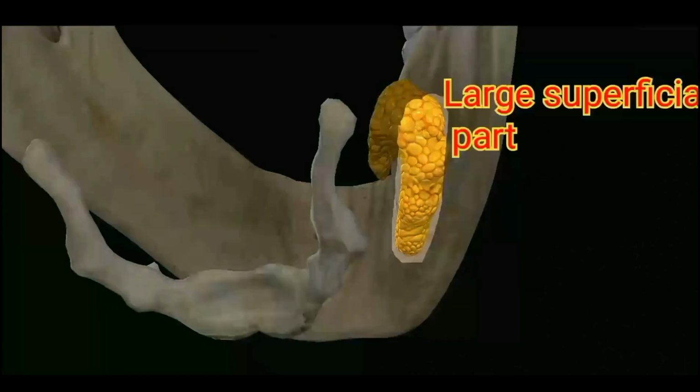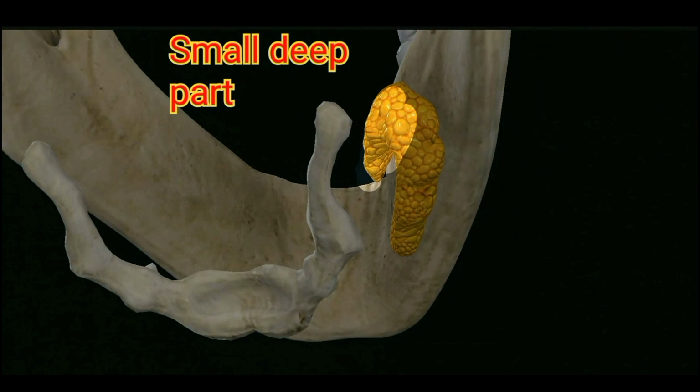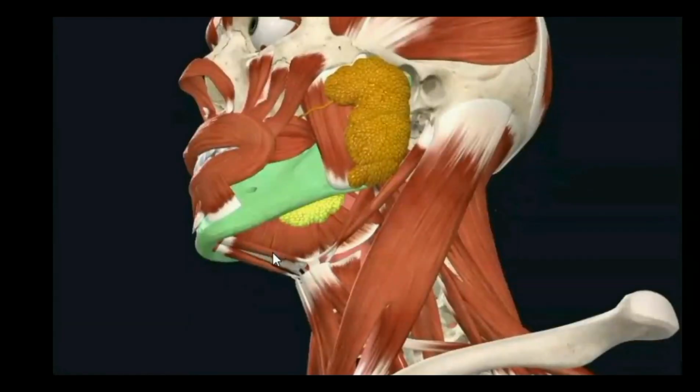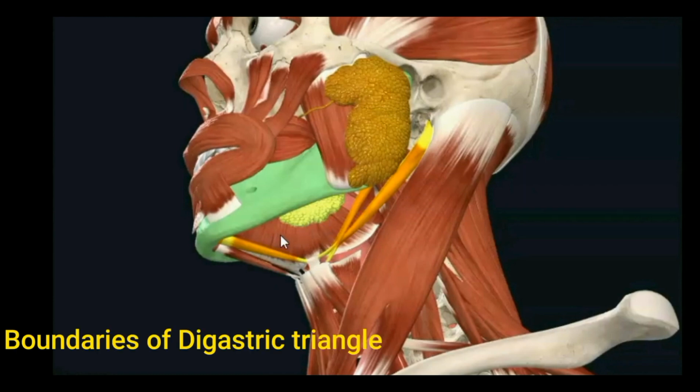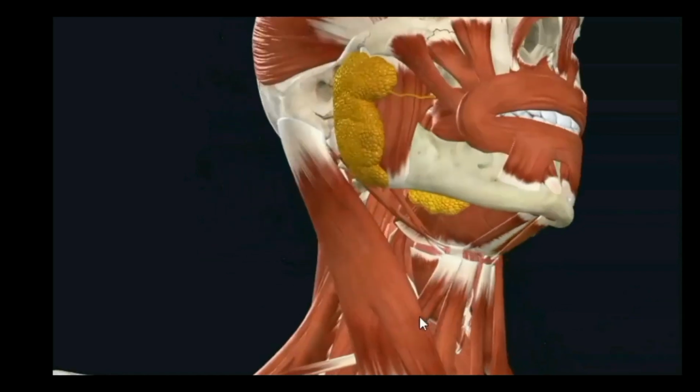It is roughly J shaped, having a large superficial part and a smaller deep part, and this gland hooks around the posterior border of the mylohyoid muscle, located in the digastric triangle. What are the boundaries of the digastric triangle? Antero-inferiorly the anterior belly of digastric, postero-inferiorly the posterior belly of digastric and stylohyoid muscle, whereas the roof in anatomical position is formed by mylohyoid and hyoglossus, and this gland hooks around the posterior free border of the mylohyoid muscle.